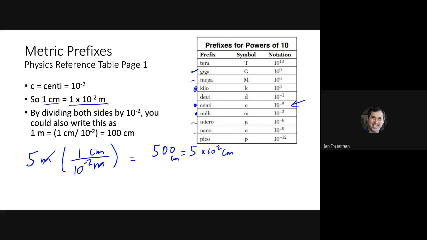But you just need to know how to work with the metric prefixes when they do come up, and know that you look on the physics reference table on page 1 and you can find this whole list there.